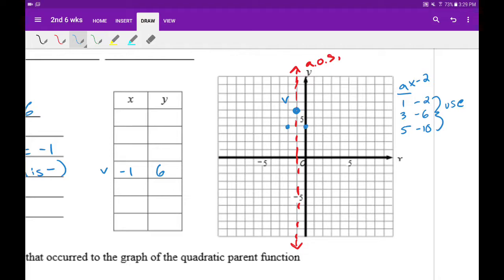Then from that point, down 6: 1, 2, 3, 4, 5, 6, out 1. Okay. And then we don't have enough grid to do -10. So that's fine. We can just use these 5 points. Let's go ahead and connect the dots.